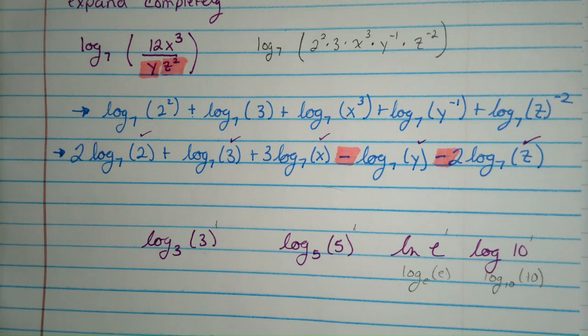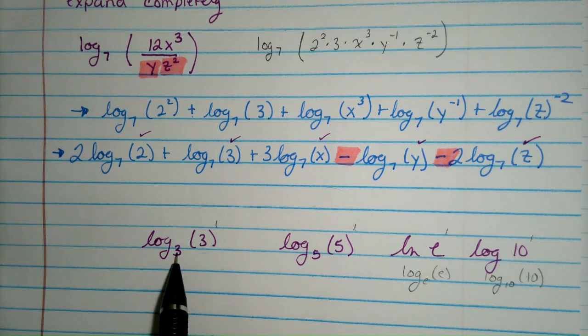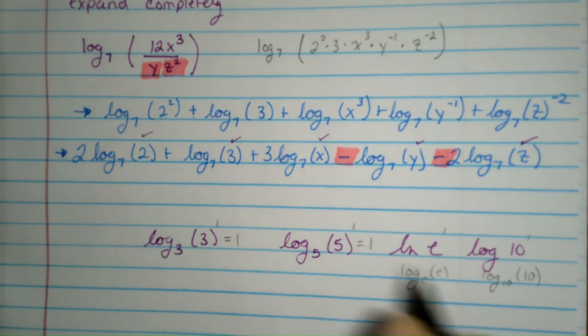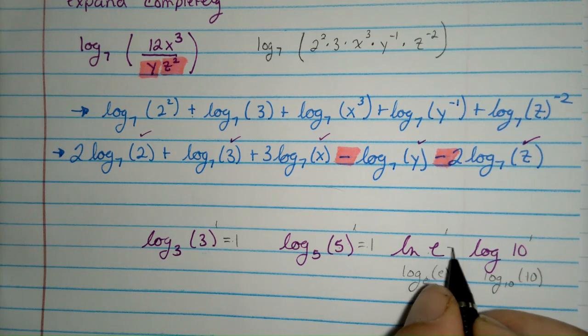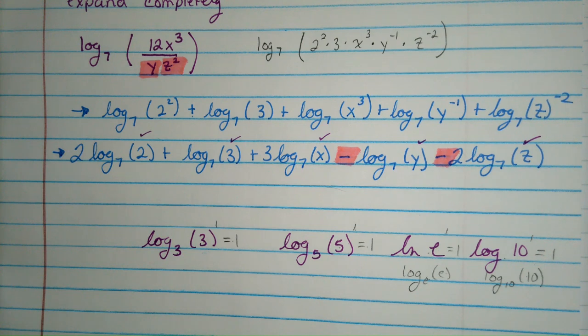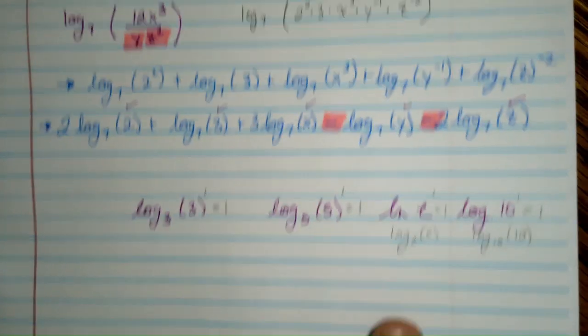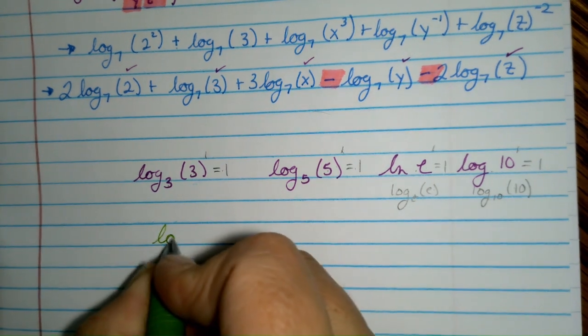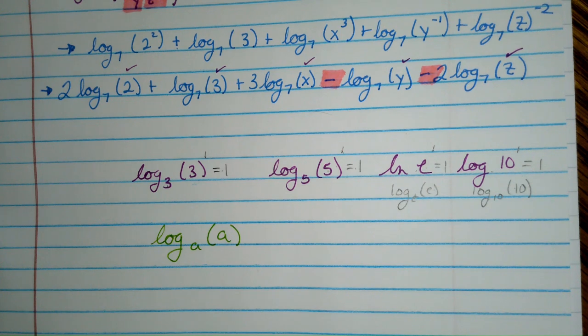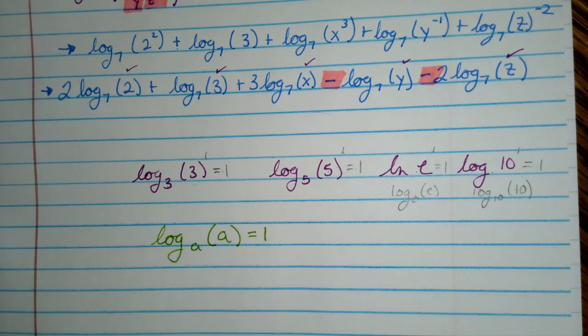On all of them. Well, 3 to what power is 3? 5 to what power is 5? e to what power is e? 10 to what power is 10? So that kind of is just a basic rule we can note, is that anytime our base and what's inside match, they basically cancel out and leave us with 1.